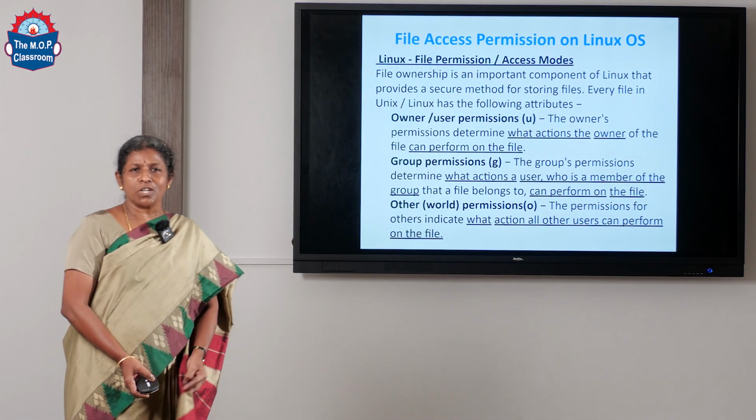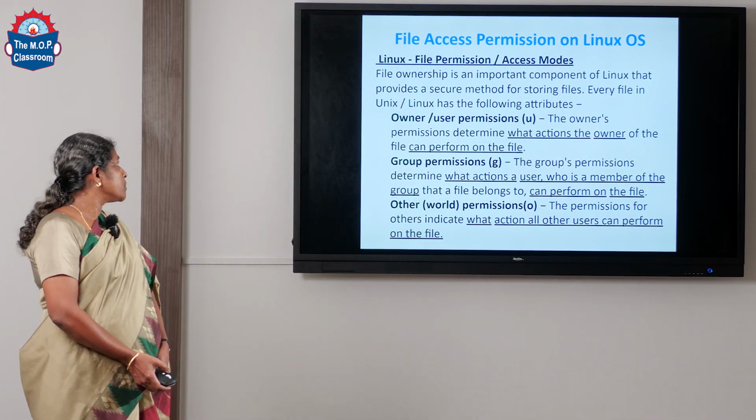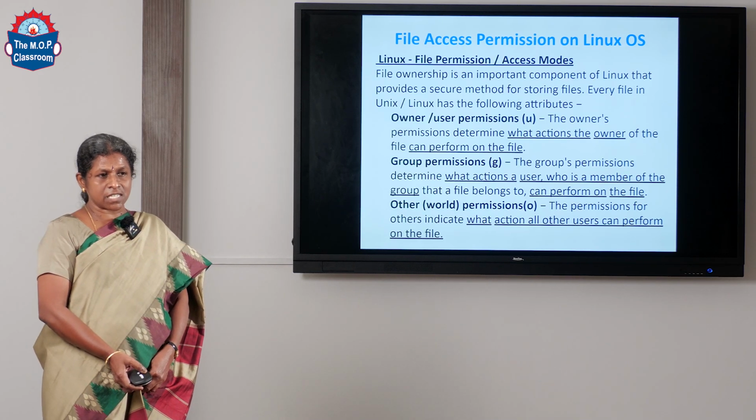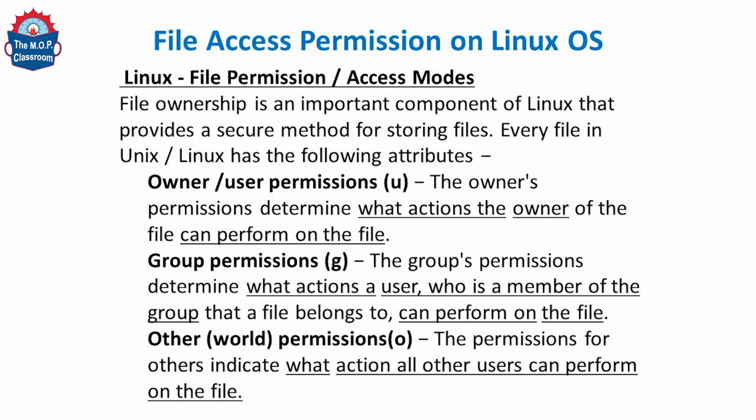Now the next concept which we are going to see is file access permission. File ownership is an important component of Linux that provides a secure method for storing your files. Every file under Linux or Unix has 3 types of users: one is the owner, another is the group, and the other is other users. Owner or user is represented by the letter u, group is represented by the letter g and others are represented by the letter o.